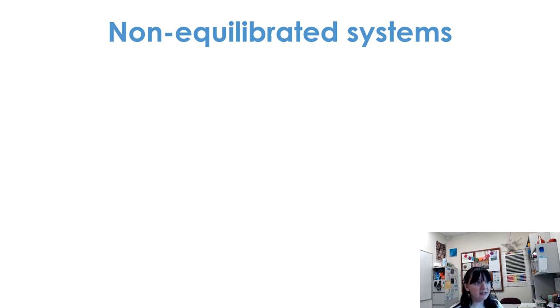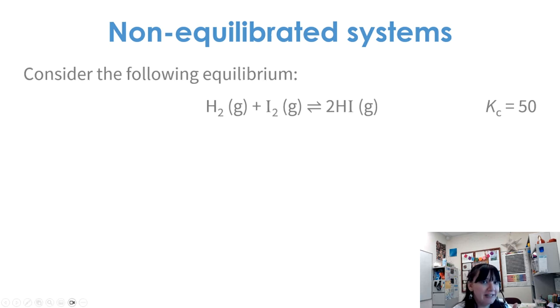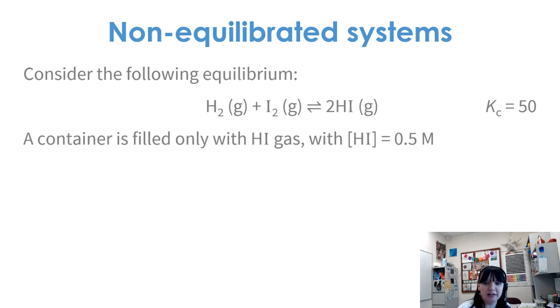But to begin, let's consider this reaction right here where I have hydrogen and iodine forming hydrogen iodide gas. And for this, let's just say that the equilibrium constant of concentrations is 50. Now let's say that I have a container that has initially in it just hydrogen iodide gas. So none of the hydrogen, none of the iodine, but that concentration of the HI is 0.5 molar.